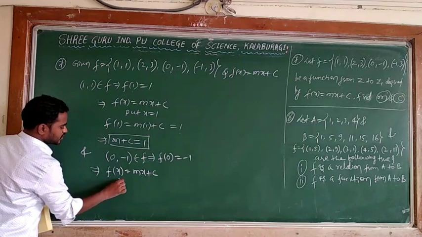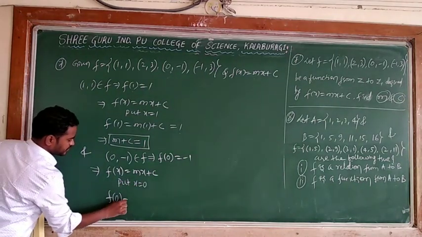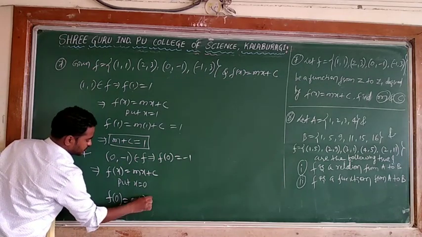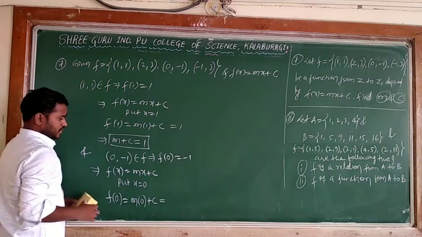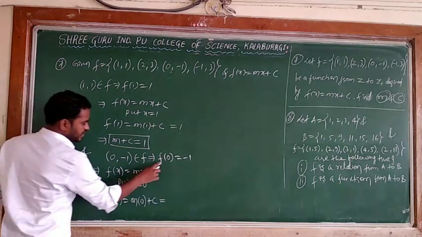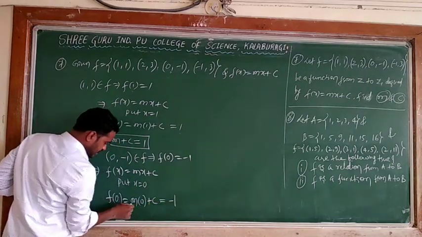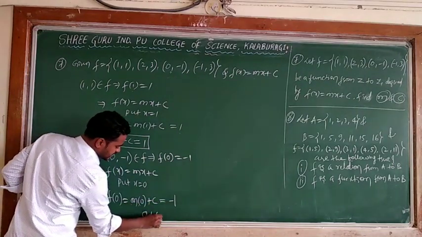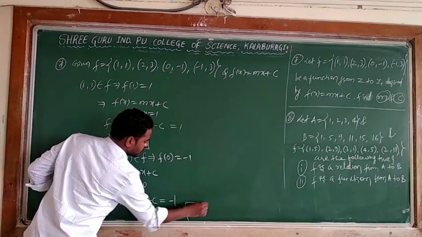So put x is equal to 0. f of 0 is m into 0 plus c. When f of 0 is equal to minus 1, m into 0, 0, plus c is equal to minus 1. It implies that c is equal to minus 1. You got the c value.